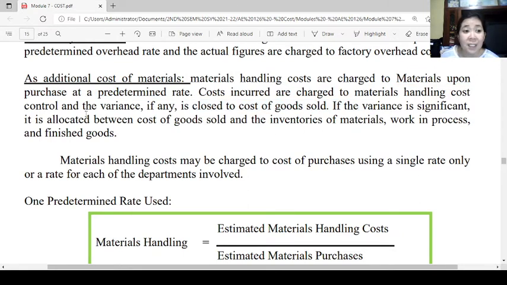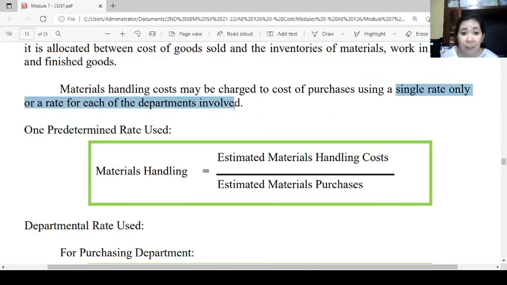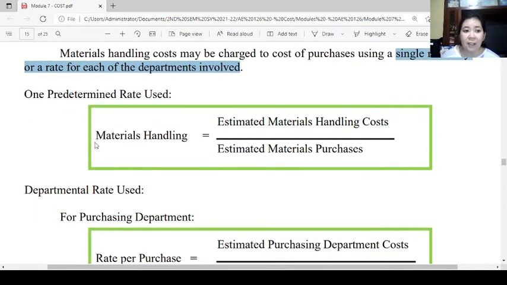And if the difference is significant, we will allocate it between cost of goods sold, raw materials, work in process, and finished goods respectively. In charging materials handling cost to materials cost or purchases, the entity can use either a single rate or departmental rates. If the entity uses one rate only, to determine the materials handling cost, we will use this formula: estimated materials handling cost divided by estimated materials purchases.